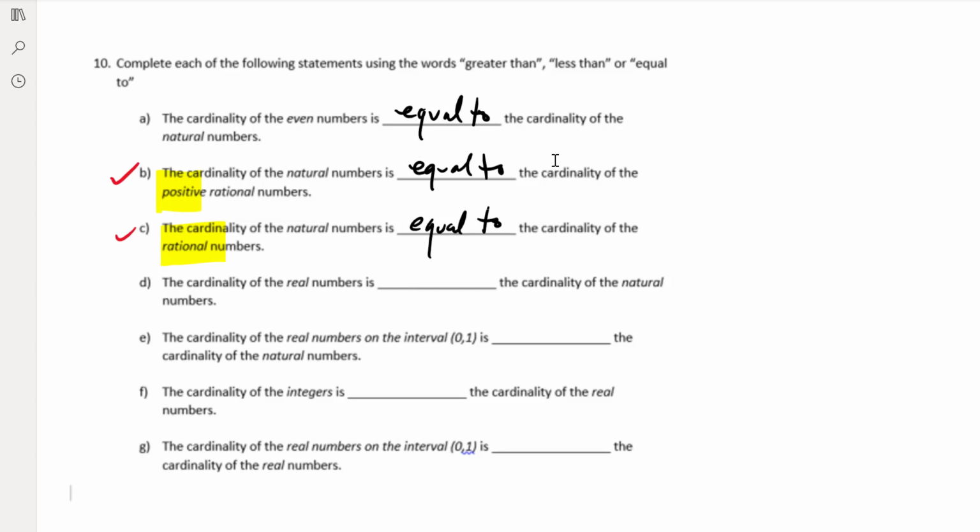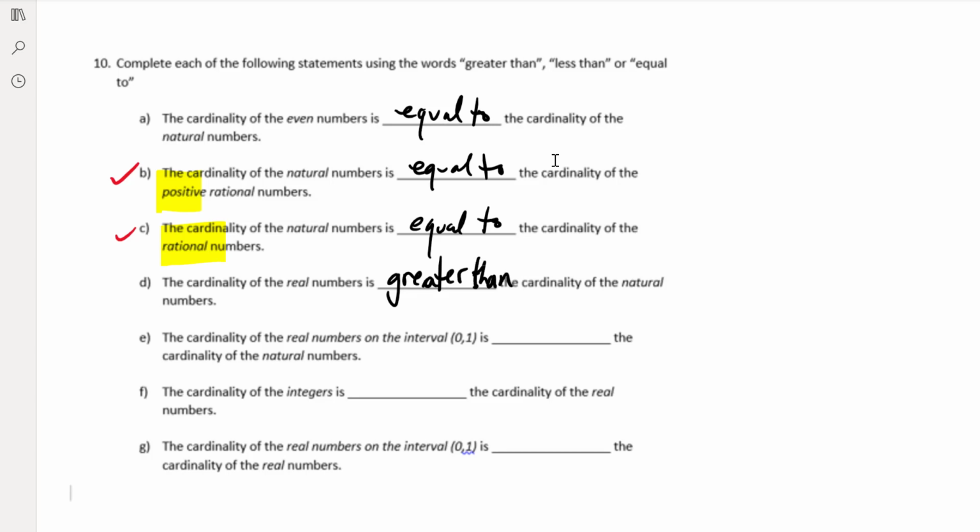Well, the cardinality of the reals we've now already demonstrated is actually greater than the cardinality of the natural numbers. That is to say, there are more real numbers in a very logical and important, precisely defined way. There are more real numbers than there are natural numbers.